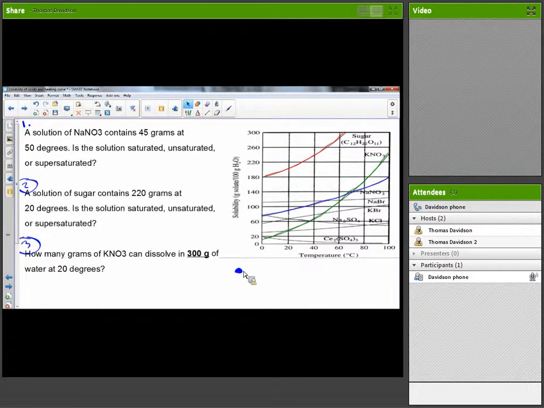But a handful of you will be able to figure out whether it's saturated, supersaturated, or unsaturated. Like I'm pretty sure Dylan's got it. I bet Rhino has it.